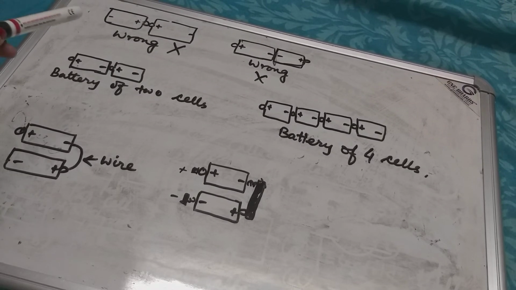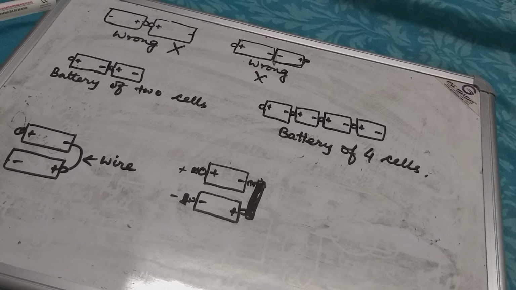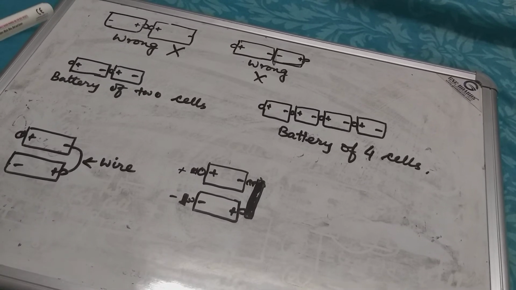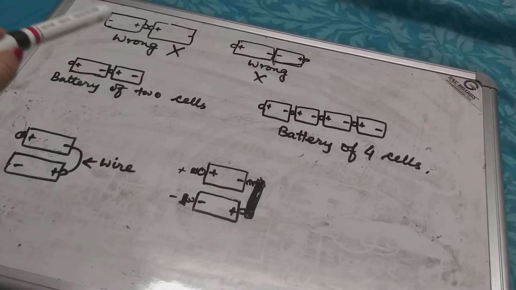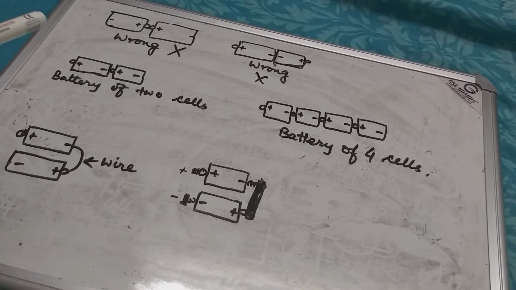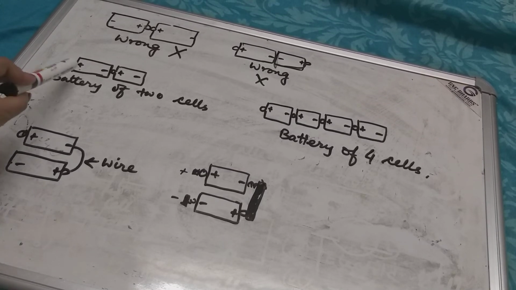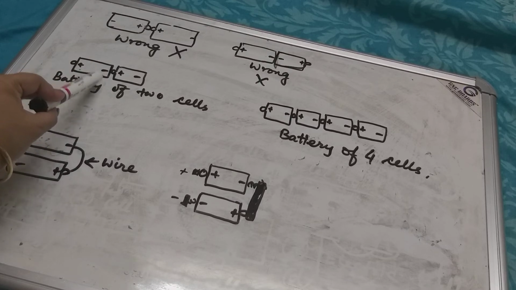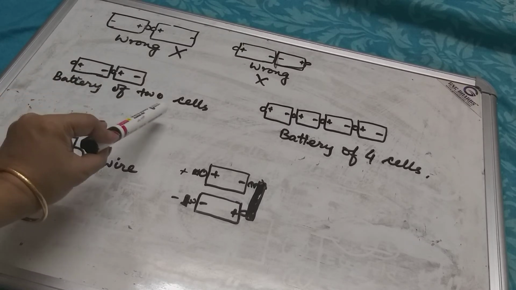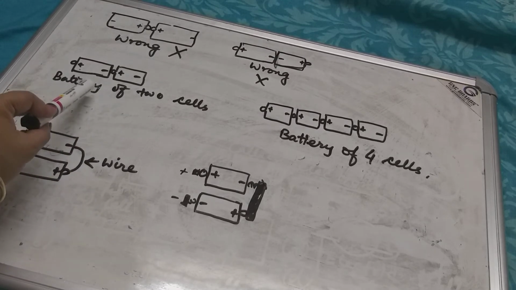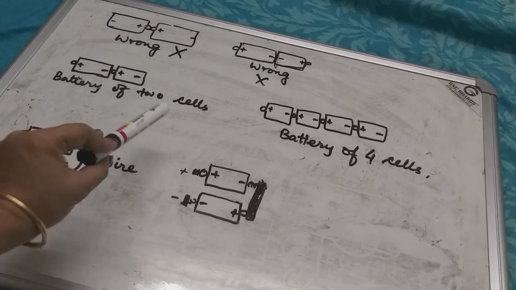Like in the first picture, it's drawn like a battery of two cells. But it's placed wrongly, because the positive terminal of one cell will not be in contact with the positive terminal of another cell, right? So what is to be done? Like here is positive, here is negative. To the negative terminal, the other cell's positive terminal is joined. This is the correct way of representing a battery of two cells.